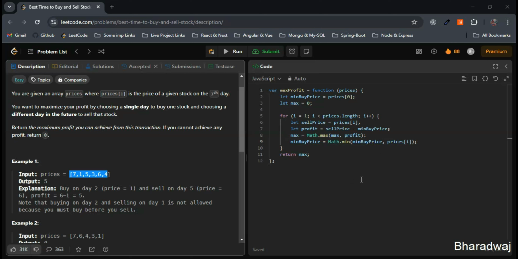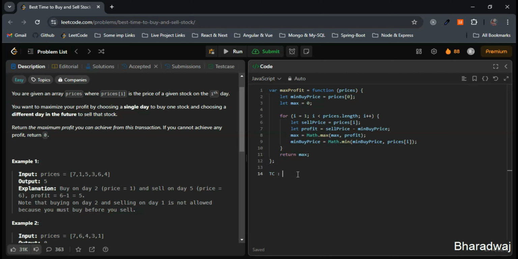And what are the time complexity and the space complexity? The time complexity is big O of n. Why? The function iterates through the list of prices only once, hence the time complexity is big O of n. And the space complexity would be big O of 1. Why? The function uses a constant amount of extra space regardless of the size of the input array.